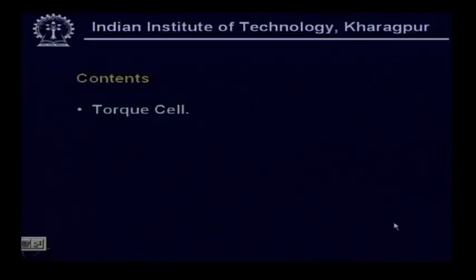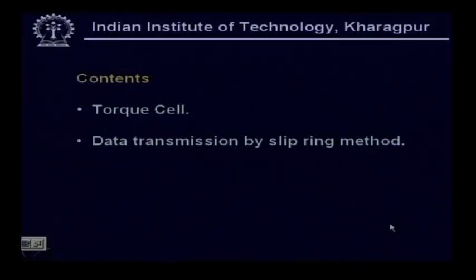It contains the torque cell, data transmission by slip ring method. Torque cell means you will cover all the three different cells, and when the question of data transmission comes, it is basically the third type of torque cells which we will discuss, which is based on the strain gauges. So, it is concerned with the third type of torque cell or torque measurement techniques, and wireless data transmission. There is one, a slip ring method, then there is a wireless data transmission. This we will discuss in detail.